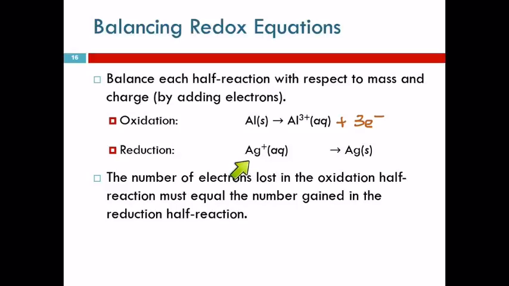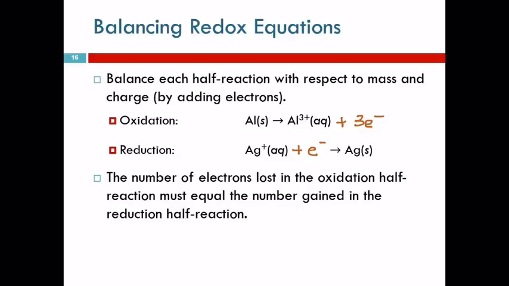Down here, I've got Ag+ and I've got Ag. So I need an electron on this side to get rid of that charge. So I'm going to stick it in here. I left room for it. So those are balanced half reactions.